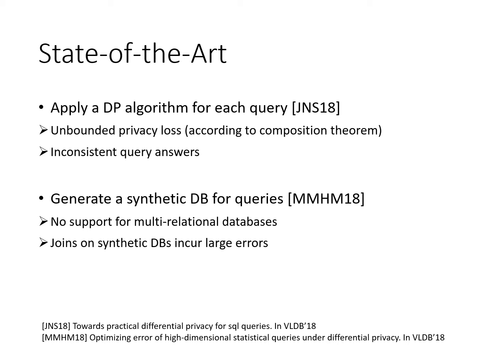For supporting a workload of queries, one can apply a differentially private algorithm for each query. This is indeed the key idea of a VLDB18 work. But it is easy to see that this method would incur unbounded privacy loss according to the composition theorem, or the data owner stops answering queries once a privacy budget is reached. Moreover, the query answers are also inconsistent, which means that for the same query, the output may be different, since a differentially private algorithm is randomized.